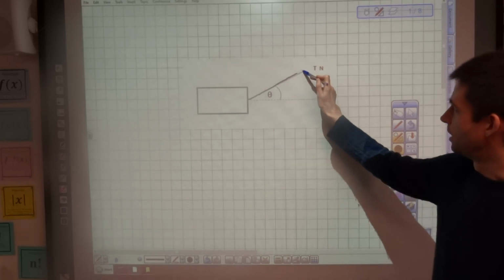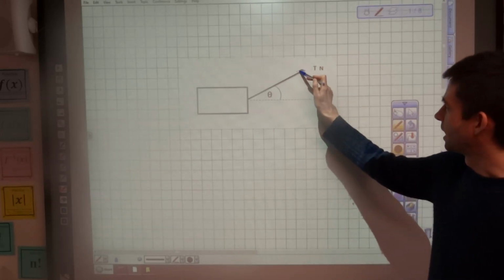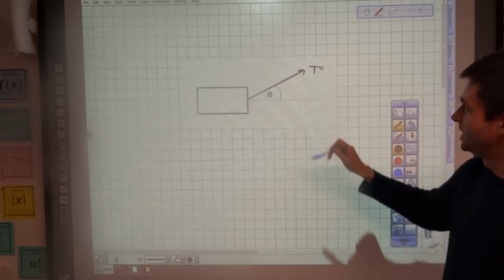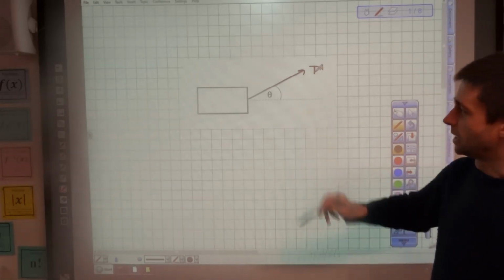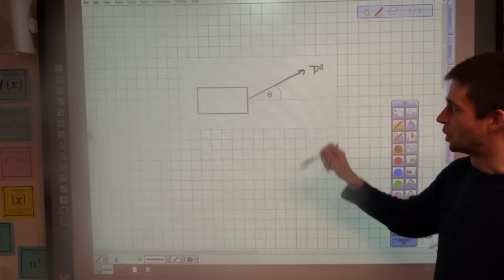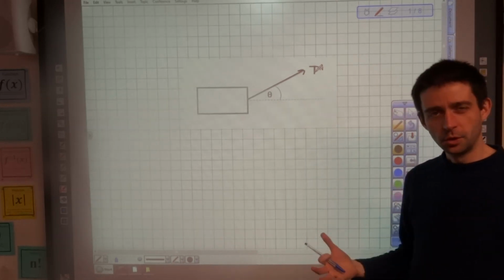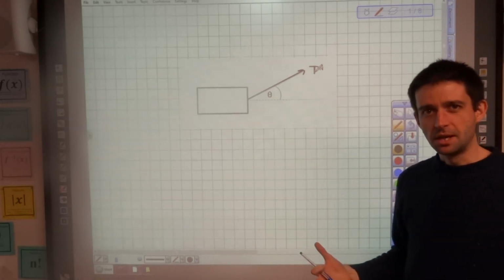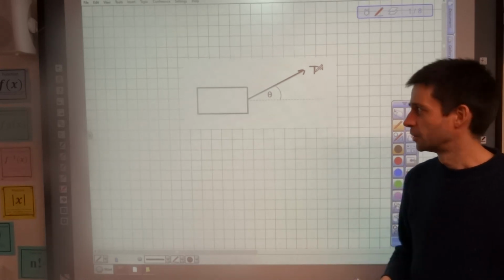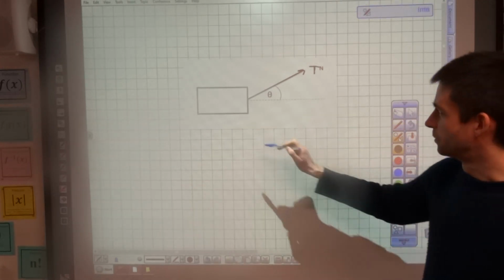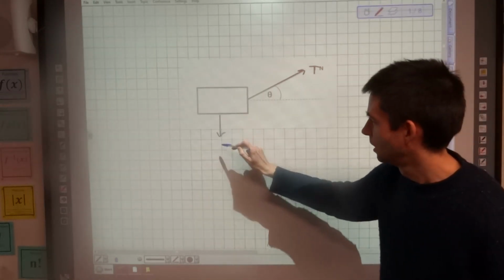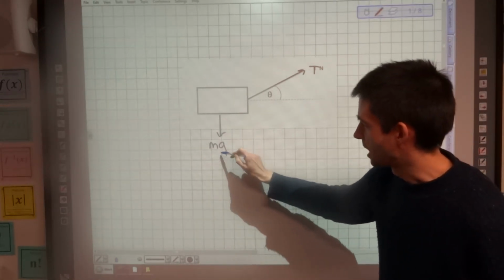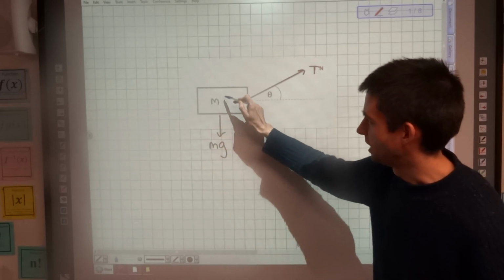So I'll just draw that in a bit darker. This force we've labelled T, which would generally stand for tension, and it's acting at an angle theta to the horizontal. Now we just need to think about the forces acting on this particle, and one of them is its weight, which is going to be mass multiplied by gravity.